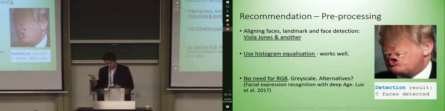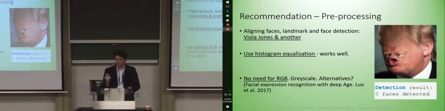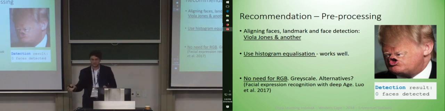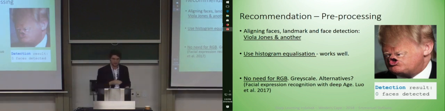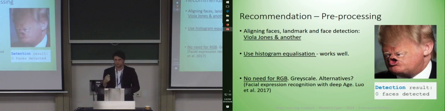If you're interested in aligning and landmark detection and face detection, I would use the Viola-Jones face detection, but I would use another one in addition to that, just in case the Viola-Jones doesn't work, and also to help eliminate false positives. I would definitely use histogram equalization. That has been shown to work very well. You don't actually have to work in the RGB space. You can convert your images into grayscale.